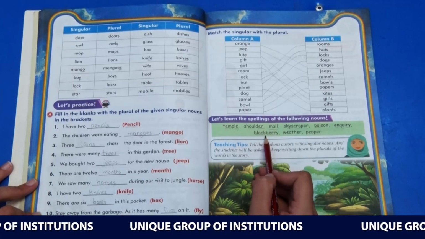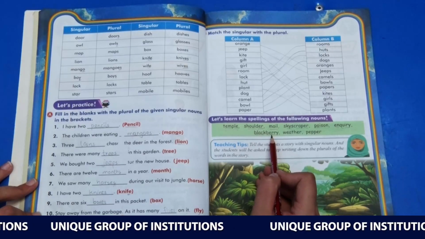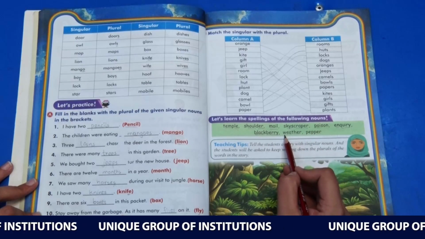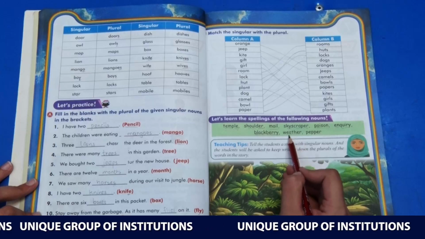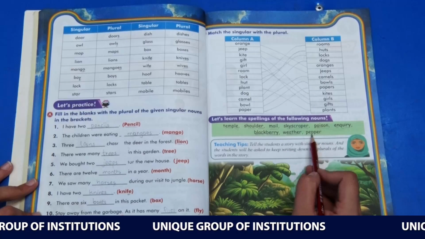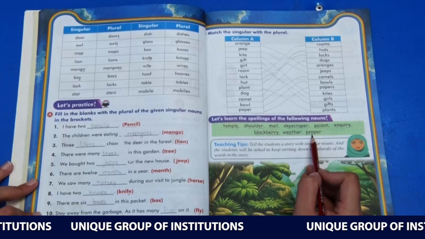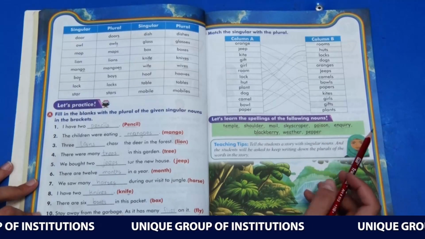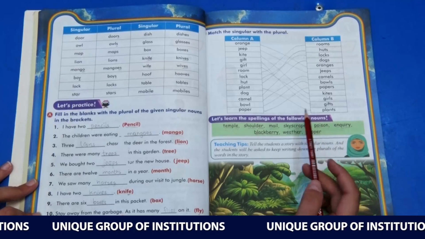Blackberry, B-L-A-C-K, black, B-E-R-R-Y, berry, blackberry. Weather, W-E-A-T-H-E-R, weather. Then we have the last word, pepper, P-E-P-P-E-R, pepper. So hopefully you have learned a lot from this.